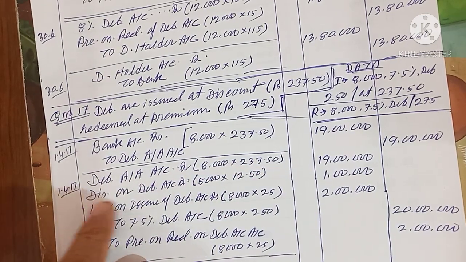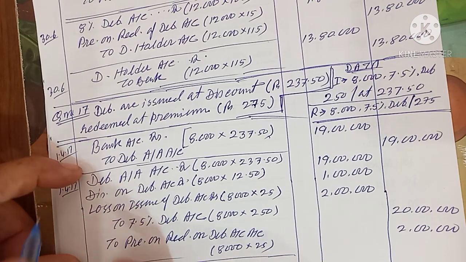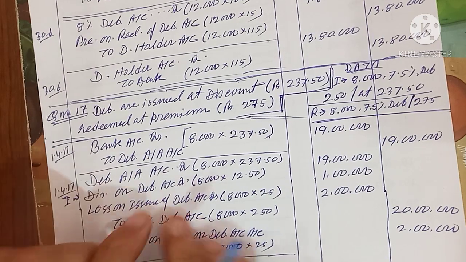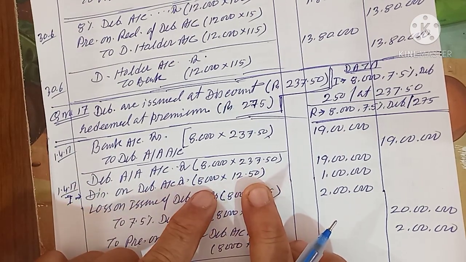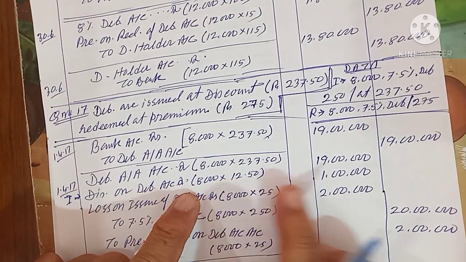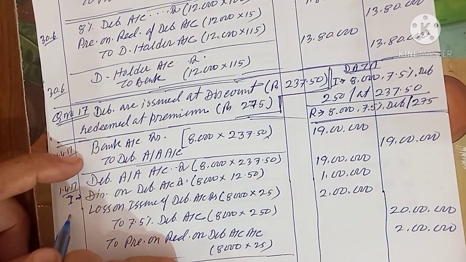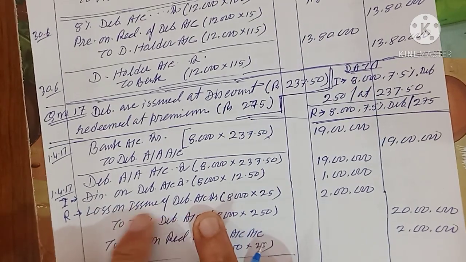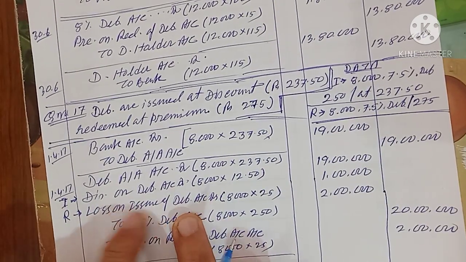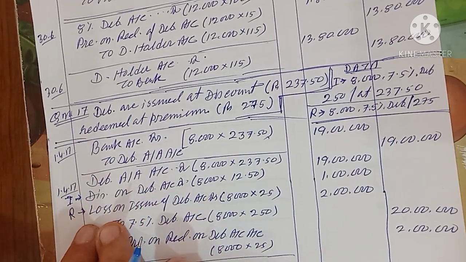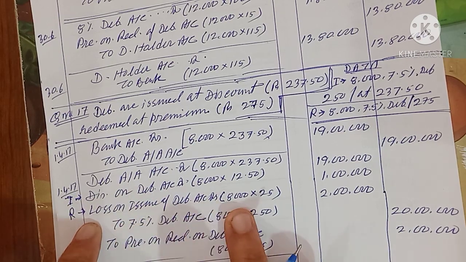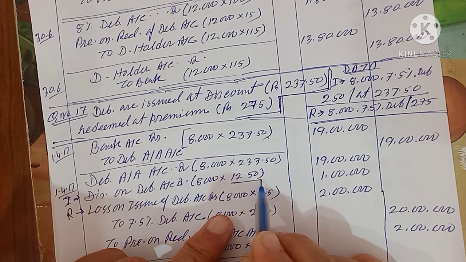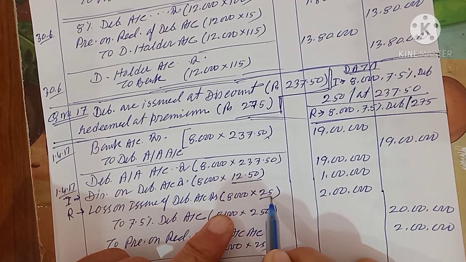Now discount on debenture, during the time of issue. This is the loss during the time of issue. How much? 12.5 each debenture. So 8,000 into 12.5, that is 1 lakh. And one more loss is coming, that is during the time of redemption, loss on issue of debenture account debit. This is discount on debenture. This is loss on issue of debenture account debit, again 25 rupees. That means you are going to get a loss of 12.5, and you are going to get a loss of 25 rupees.